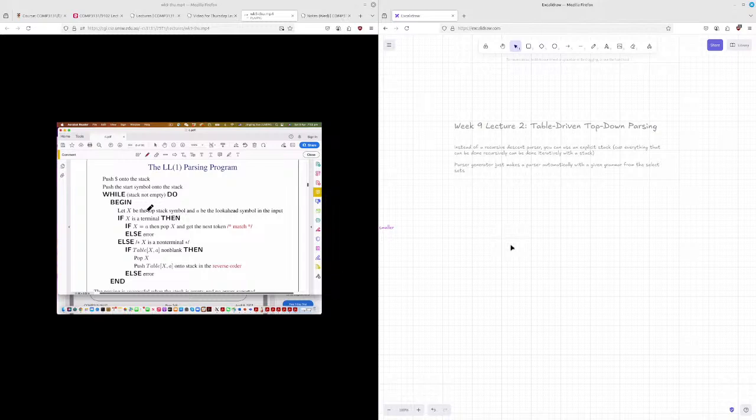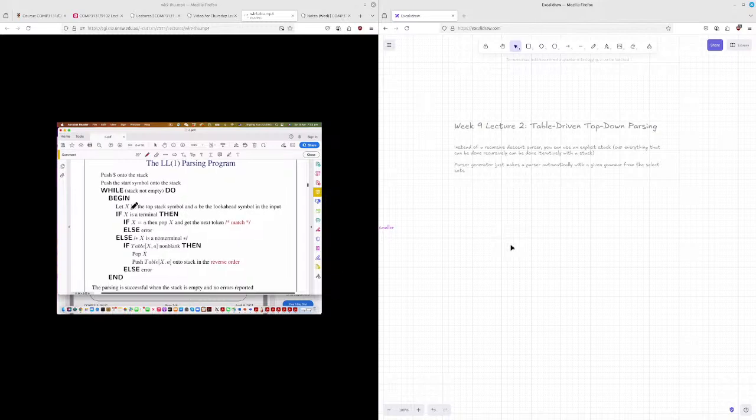During every iteration, we assume X is the symbol on the top of the stack. You will see what this means shortly. A is the lookahead symbol, that's really the token returned from the scanner. That's how a top-down parser really works. Remember, X is the top stack symbol and A is the lookahead token. Then you decide what to do.